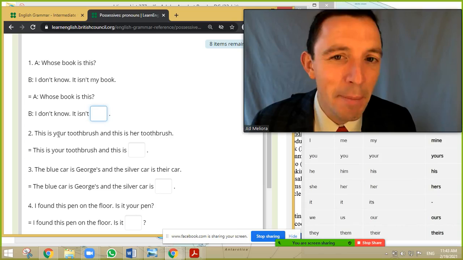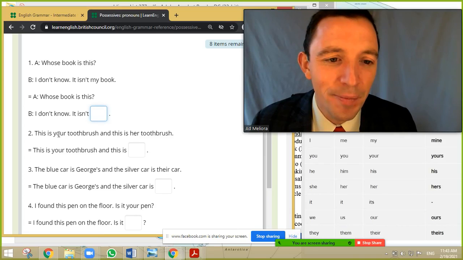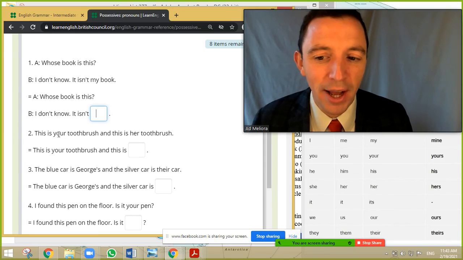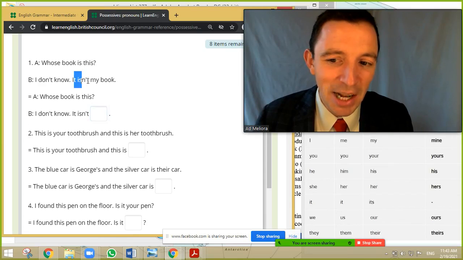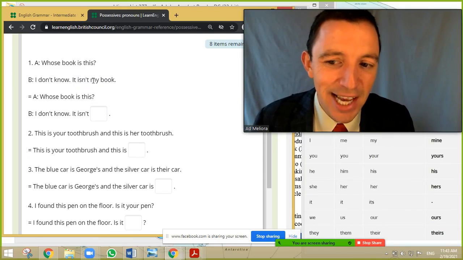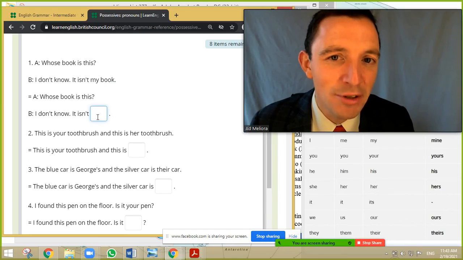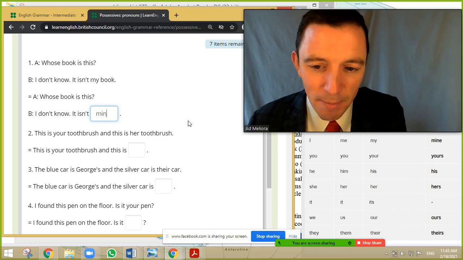So what do you think is the best answer for number 1? Okay, so maybe if you want to consider and try yourself now, what do you think is the best answer for number 1? Okay, I think the correct answer is mine. Okay, so it's a substitution. It isn't my book, so this is the possessive adjective with the substantive, and here there's no substantive, so we need the possessive pronoun. Okay, so it is not mine.